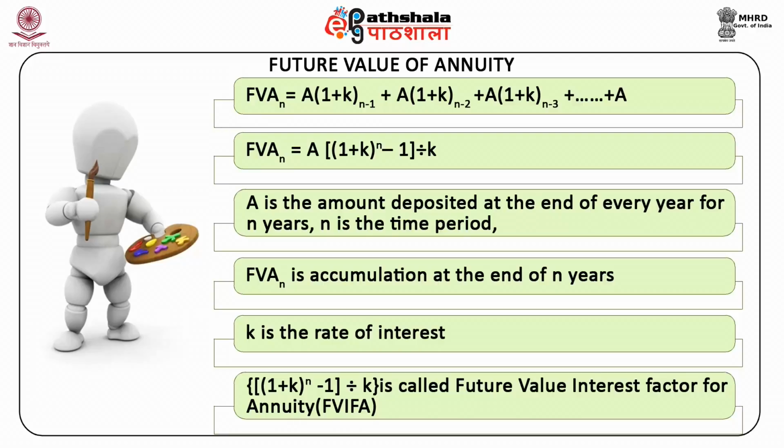Example: A deposits rupees 2000 per annum at the end of every year as life insurance premium for the next 20 years. Calculate the future value of the annuity at 10% rate of interest at the end of 20 years. Solution: 2000 multiplied by FVIFA 10,20 is equal to 2000 into 57.275, which is equal to 1,14,550.